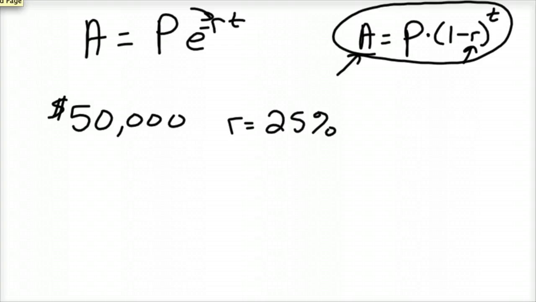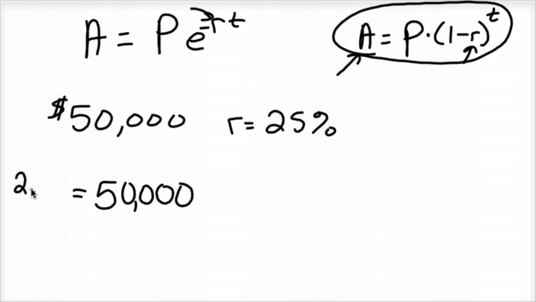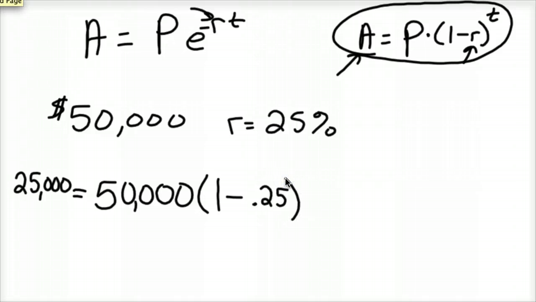We want to know how long it's going to take for the car to be worth half as much. What's the half-life of this car? $50,000 is our principal, our initial amount. That's what we paid for the car. We want to know its half-life, so that would be $25,000, what it's going to end up at. We know it decays at 1 minus 0.25 for a certain amount of time, t. And so you just solve this.